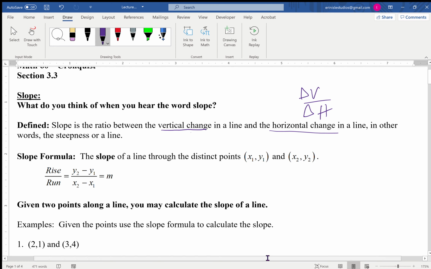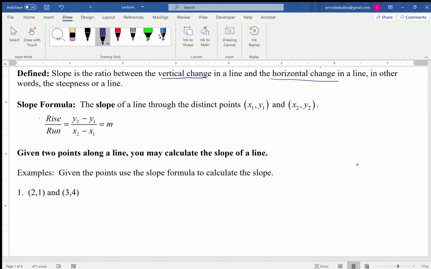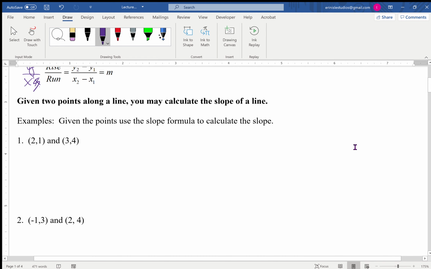Okay, the steepness. Here's our formula. Rise over run, the difference in the y's over the difference of the x's. Rise rhymes with y's, so it's y's over x's. Given 2 points along a line, you can calculate the slope of the line by subtracting them. Given the points, use the slope formula to calculate the slope.